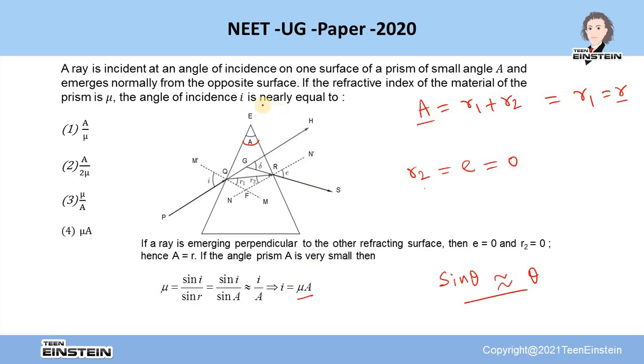Therefore the angle of incidence has to be mu into A to emerge the ray normally from the second interface, and hence the fourth option will be the correct answer for this question.